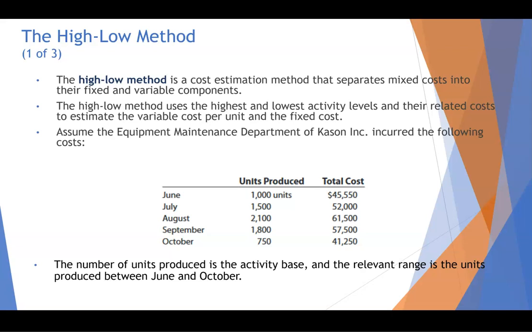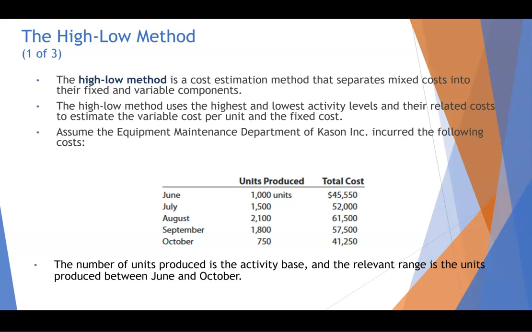The high-low method is a cost estimation method that separates mixed costs into fixed and variable components. So this uses the highest and the lowest activity levels and their related costs to then estimate the variable cost per unit and then the fixed cost. So assume this equipment maintenance department of Casson incurred the following costs.